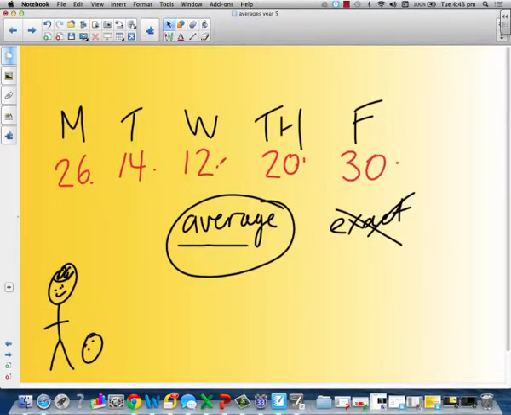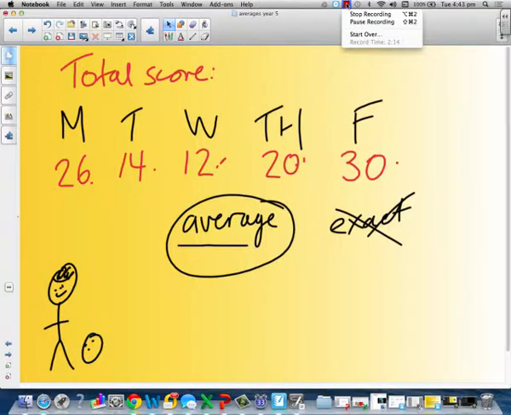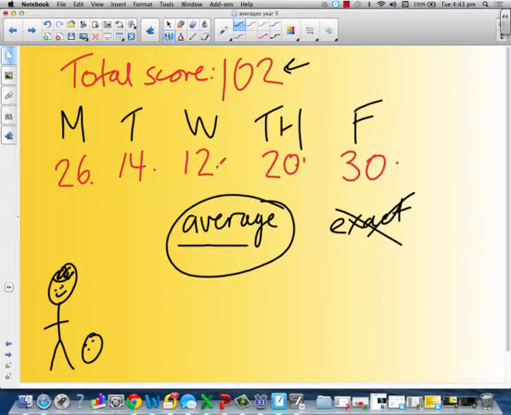Let's find out the total score for Bob. What was Bob's total score? Well, you can add that up. Actually, I'm breaking the rules, but you can add it up. Go and add it up and find out his total score for me. What did he get? Okay, Bob got 102 in total. That's how he went on all Monday, Tuesday, Wednesday, Thursday, Friday, all added up. He got 102.